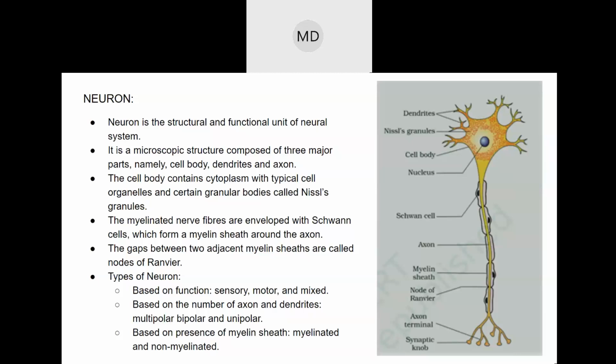So this neuron or the nerve cell has a nucleus. This is the nucleus, and this is the cell body. This portion is the cell body. Then these are the dendrites, all these branches are the dendrites. And then there are these Nissl granules, right? So what are these Nissl granules?